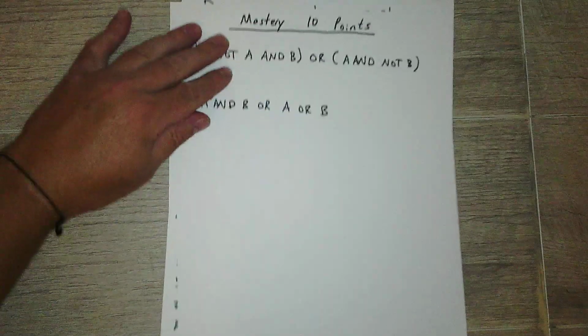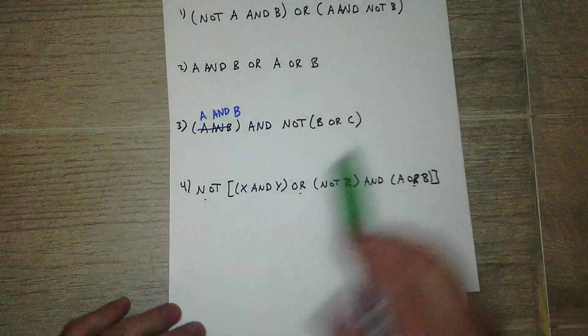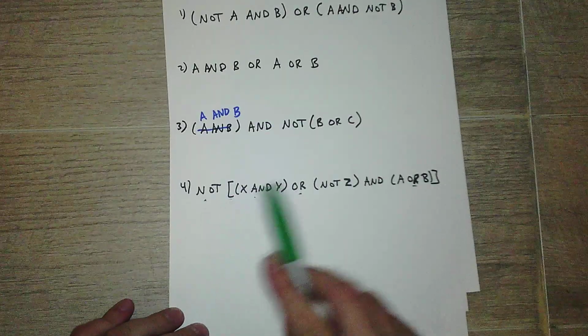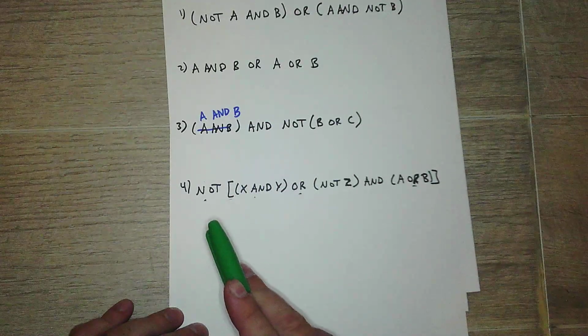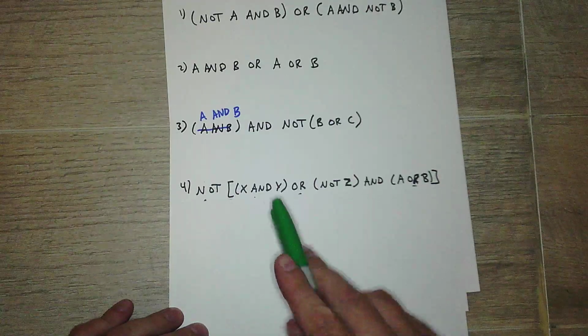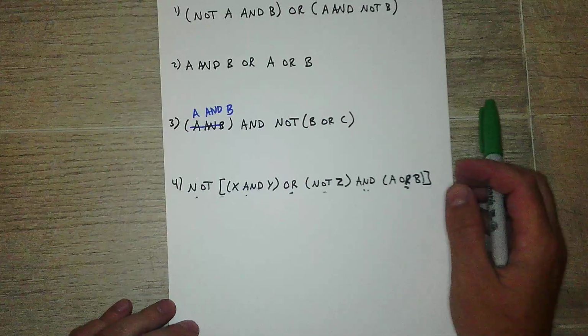Okay, so number 5 from yesterday. So it was this one. Okay, so you have a not, you have brackets. So we do the brackets before we do the not. But within the brackets we have parentheses. So this is just like order of operations.